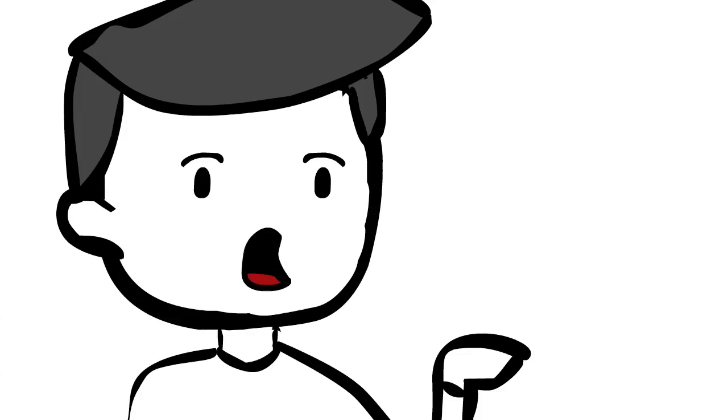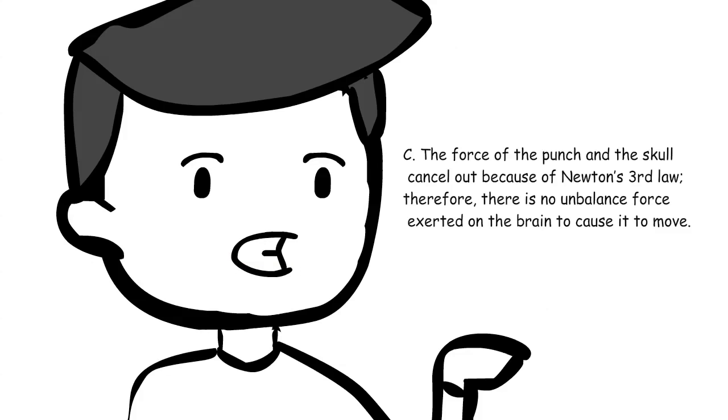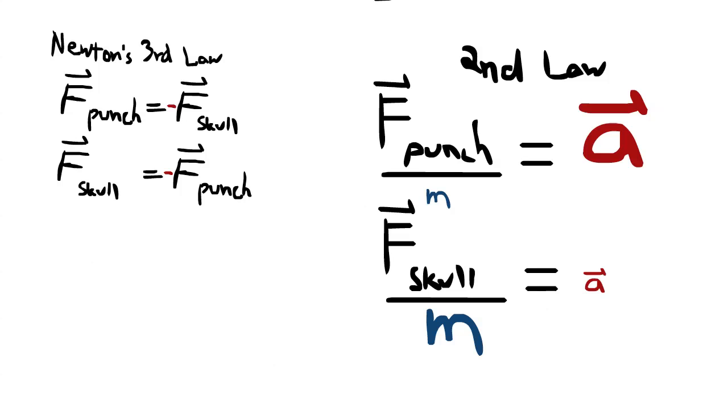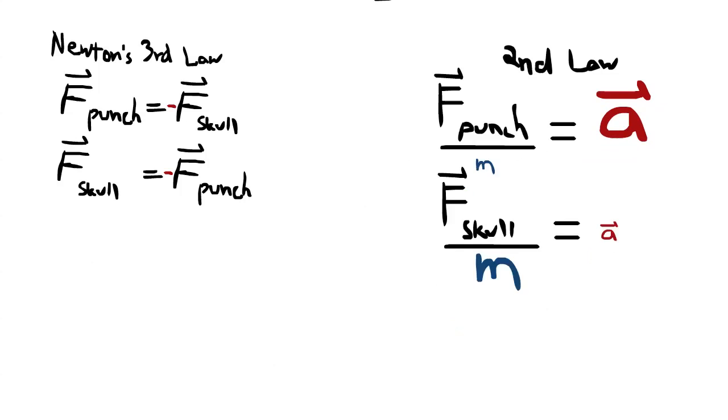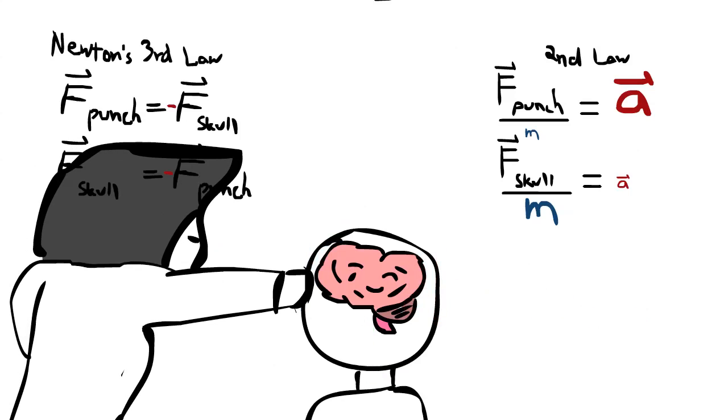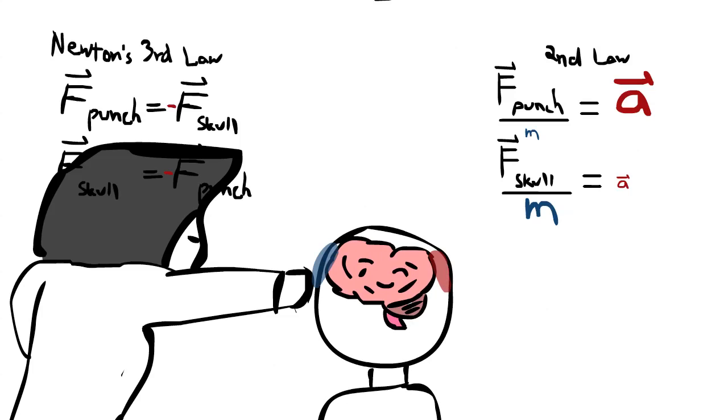Okay, now for the moment of truth. If you pick choice C, then congratulations, you are wrong. Why? The magnitude would be the same in the pair, but the acceleration would be different based on mass. The brain will move because there are forces acting upon it. Thus, the brain is at rest and the force of the punch is the unbalanced force which will cause it to move according to Newton's first law.